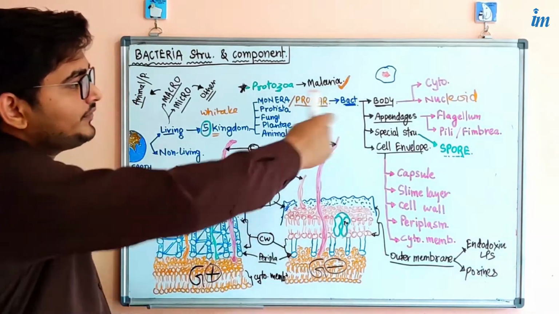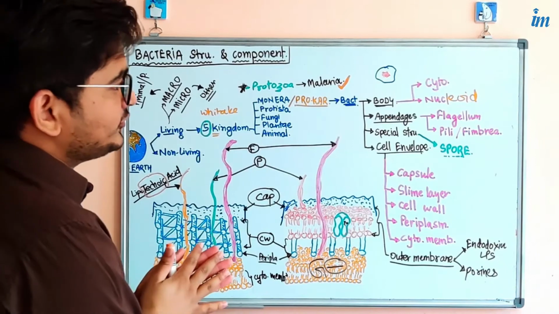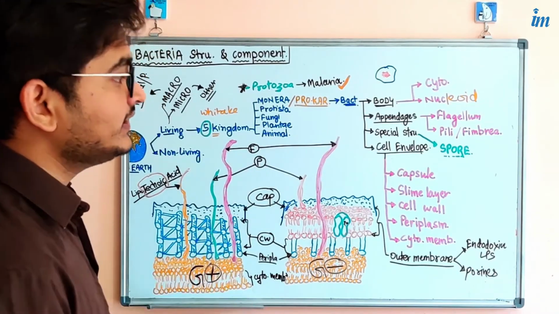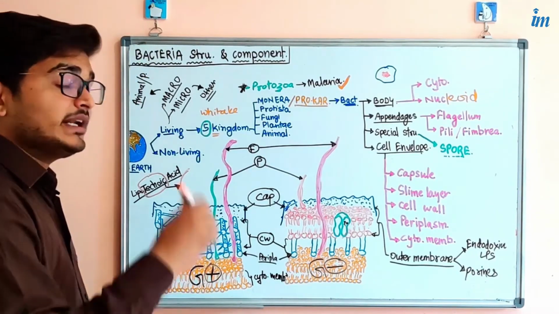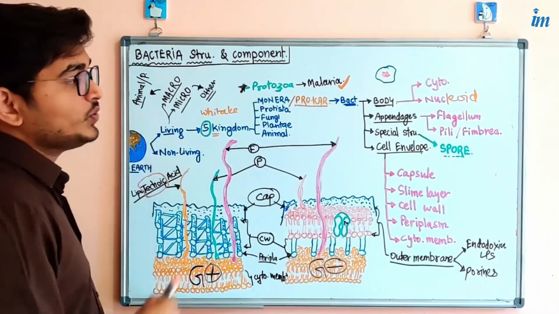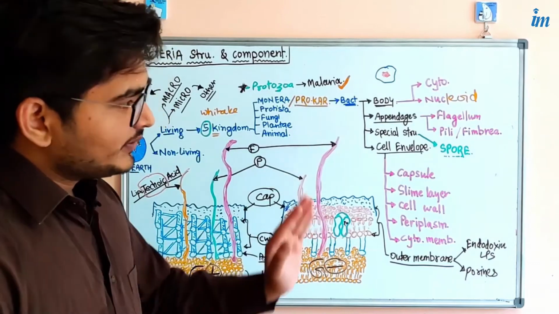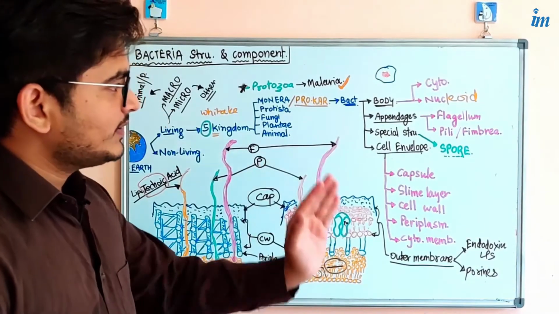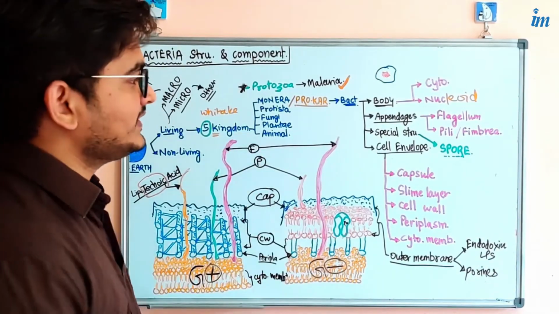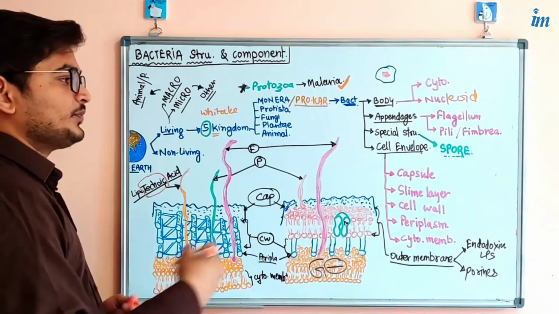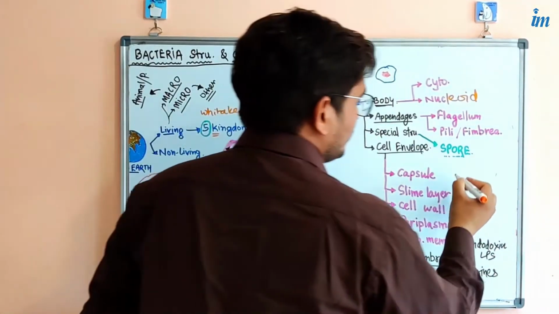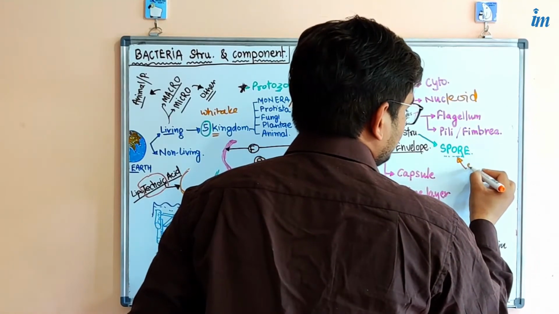So after the body and appendages, there is a special structure of bacteria that is known as the spore. Remember, in my last video I told you about the sporulation process. I think it is very famous in bacteriology, not only systematic bacteriology but basic bacteriology, that the spore is produced by the process known as sporulation.